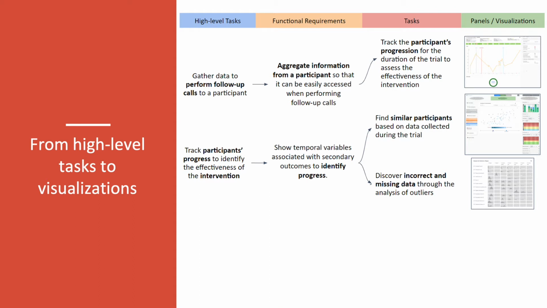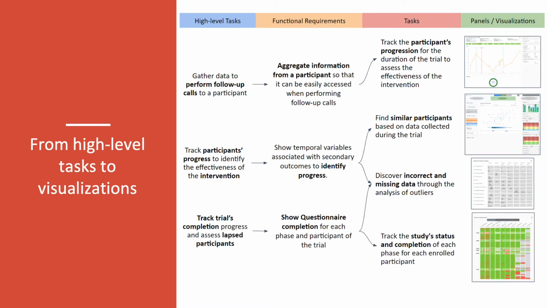The coaches need to check the temporal variables associated to the factors that are related to secondary outcomes to identify incorrect and missing data and similar participants that might indicate dropout cases. These tasks are supported by the Participants Information Analysis view and the Variables Selection view.